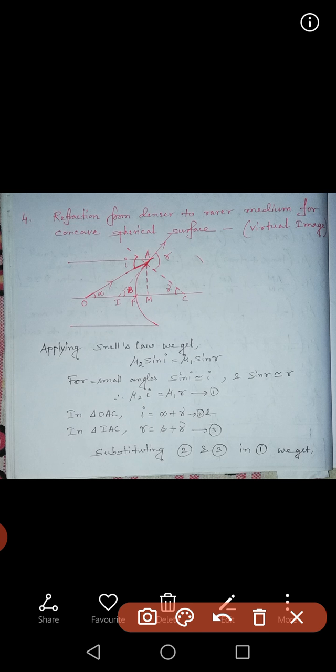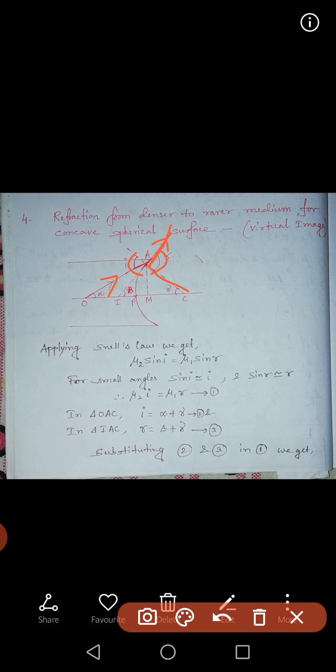Now if this is the normal, this is the incident light. This incident light is moving from denser to rarer medium, so it will go away from the normal. That is why the refracted light bends like this. Now if it bends in this direction, this is the refracted ray and this is the normal, so this will be the angle of refraction and this will be the angle of incidence.